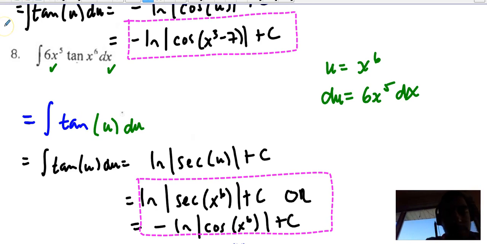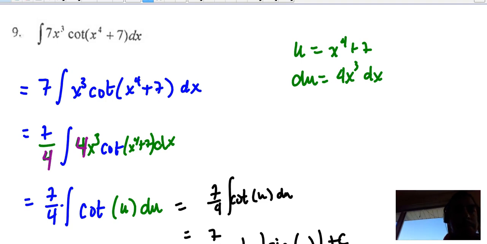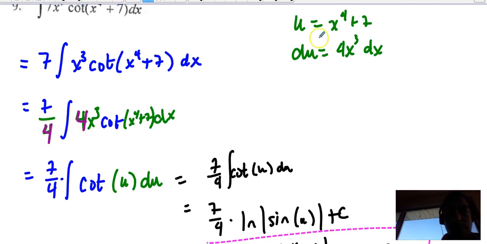And for number 9, we're going to go over a tiny bit on the 15 minutes. So number 9, hopefully, again, you did your u is equal to x to the fourth plus 7. So du is equal to 4x cubed dx, and you end up getting a 7/4 antiderivative of 4x cubed. The whole point of this 4 is to make sure that we include the 4 for du. And really, you want to end up with a, here, with your u sub, so 7/4 antiderivative cotangent of u.